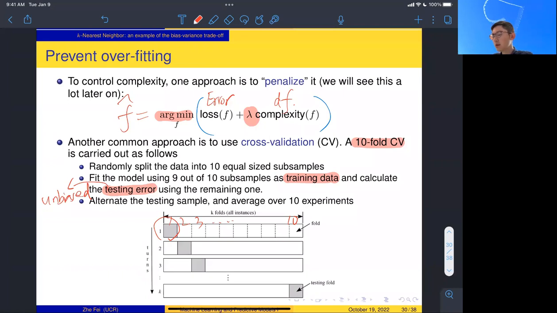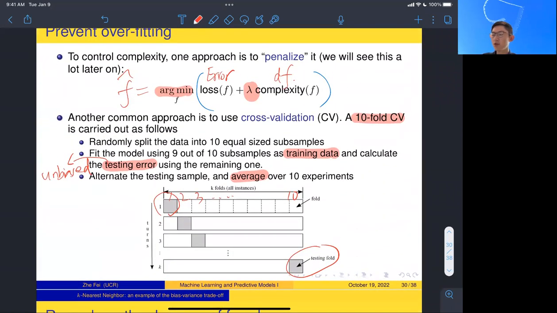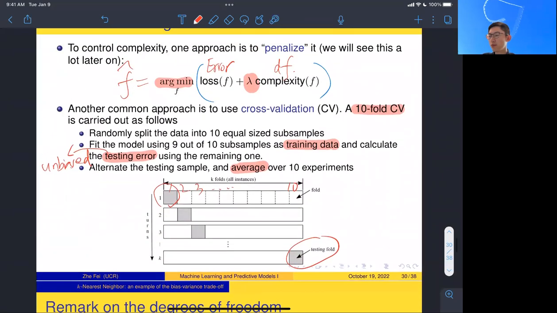We alternate through all the folds and then take the average, so that we get a robust estimate of the testing error using all of the folds that we have. This is the basic procedure for cross-validation. The goal here is to measure unbiased testing error from the single data set that we have. We will come to cross-validation in more detail later. So this is just a brief introduction.